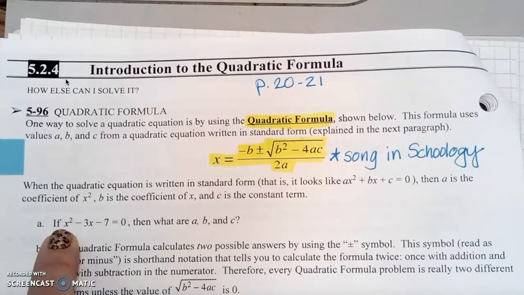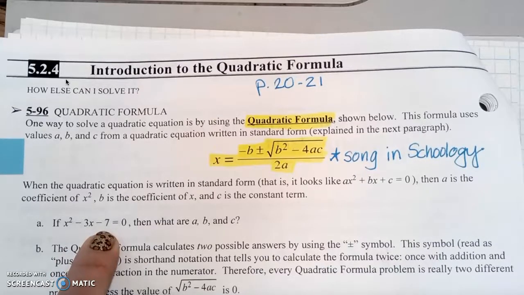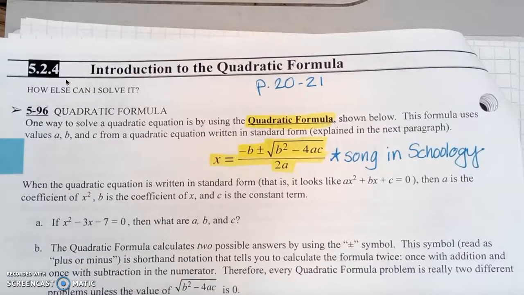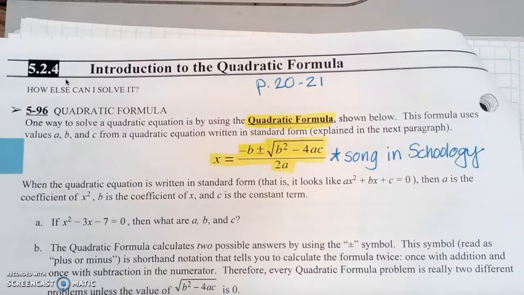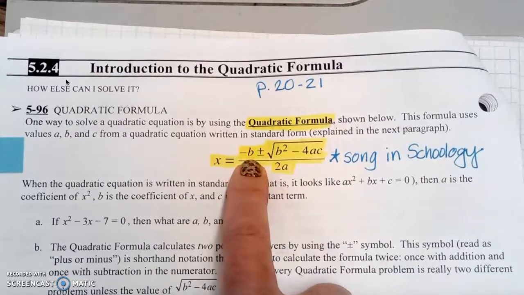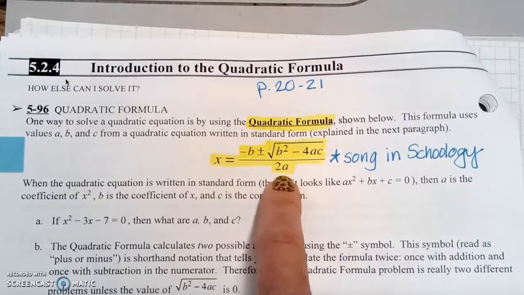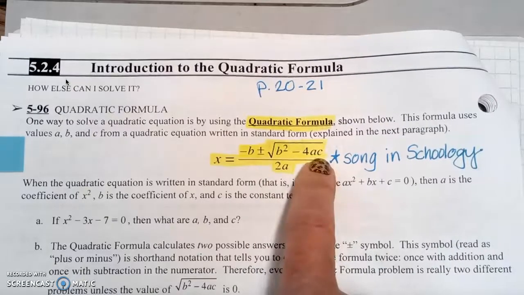So our a is 1, our b is the coefficient of the x term. What is it right there? -3. And our c is the constant term. What number is right there? -7. So the a is 1, the b is -3, and the c is -7. You would take those three numbers and plug them in to the correct spot. -3 would get plugged in there and there. 1 would get plugged in there and there. And -7 would get plugged in there.